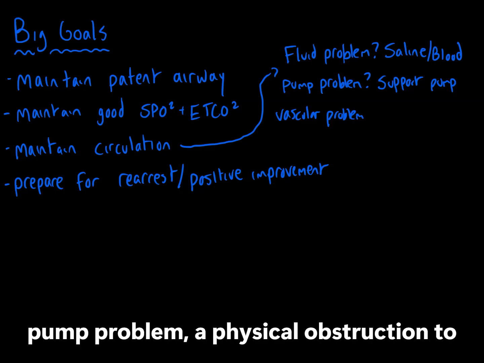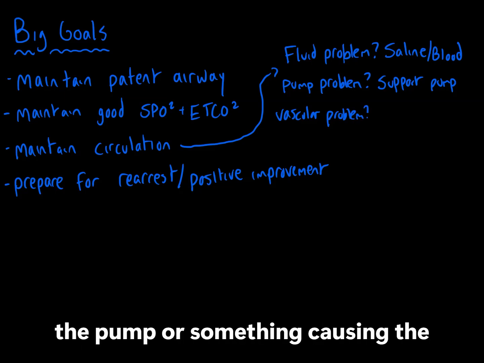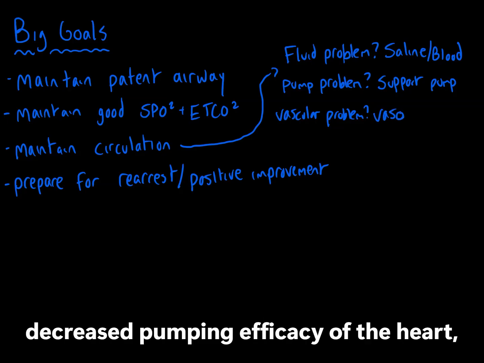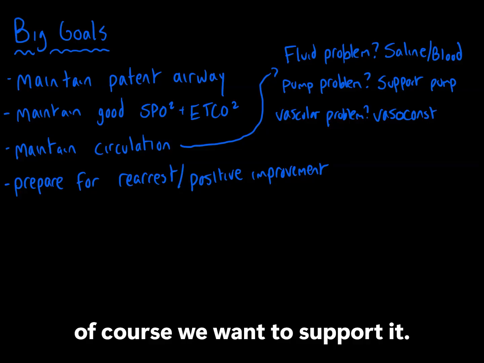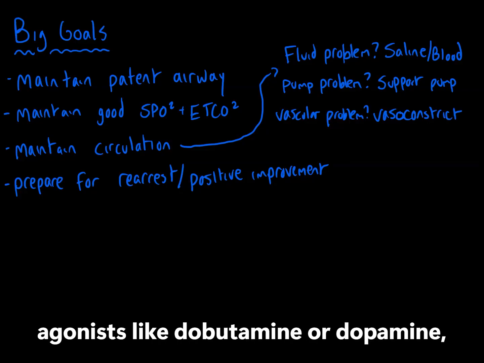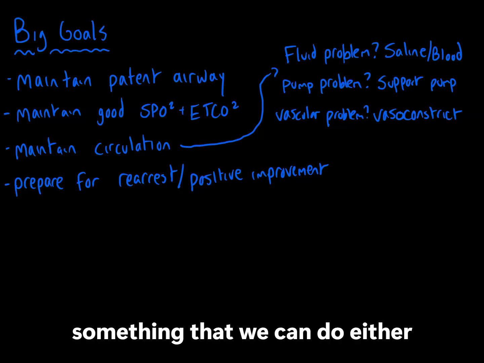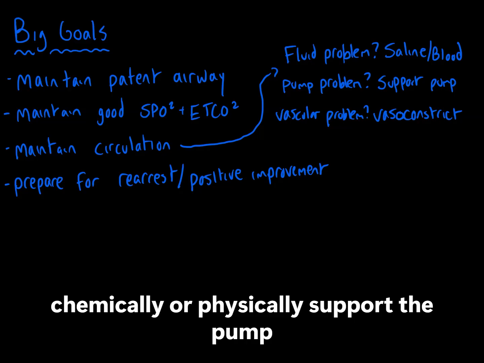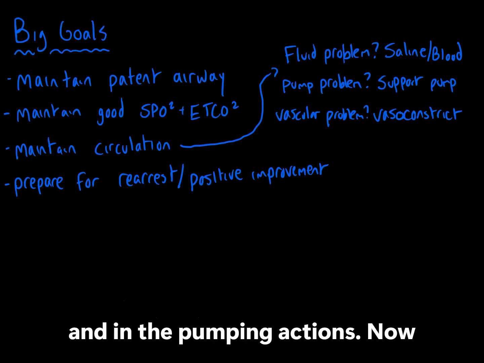If there's a pump problem, a physical obstruction to the pump, or something causing the decreased pumping efficacy of the heart, of course we want to support it, right? So giving those beta 1 agonists like dobutamine or dopamine, something that we can do either chemically or physically support the pump and the pumping actions.